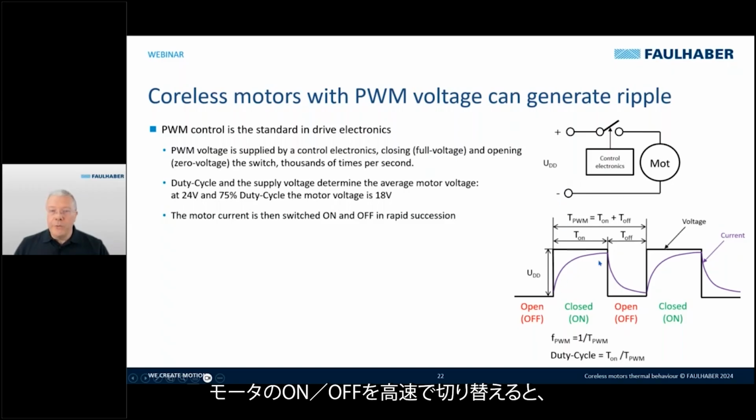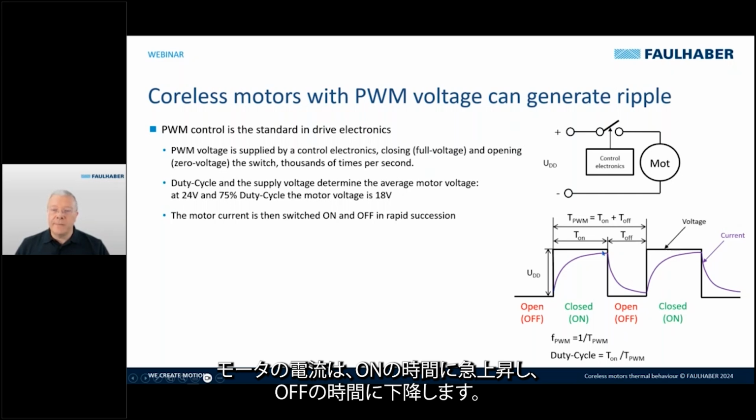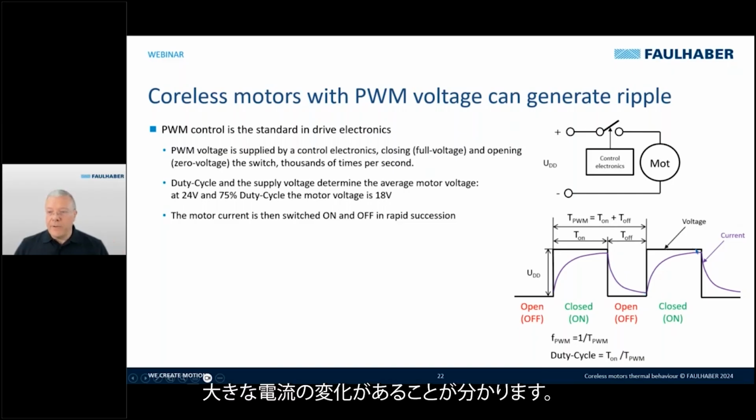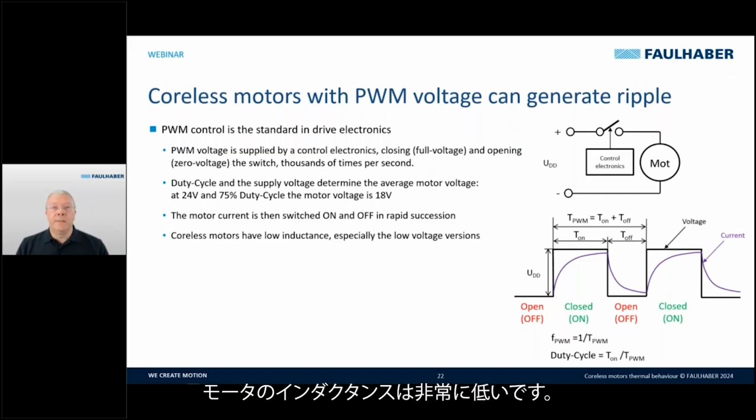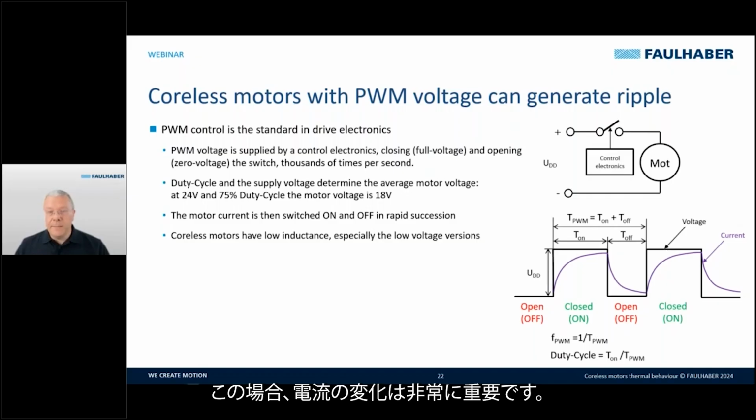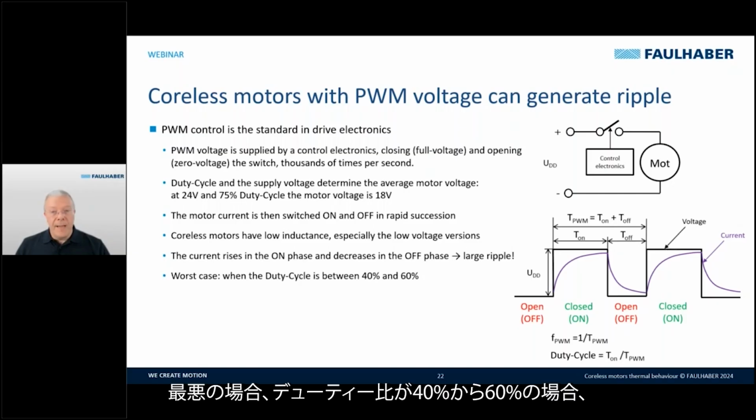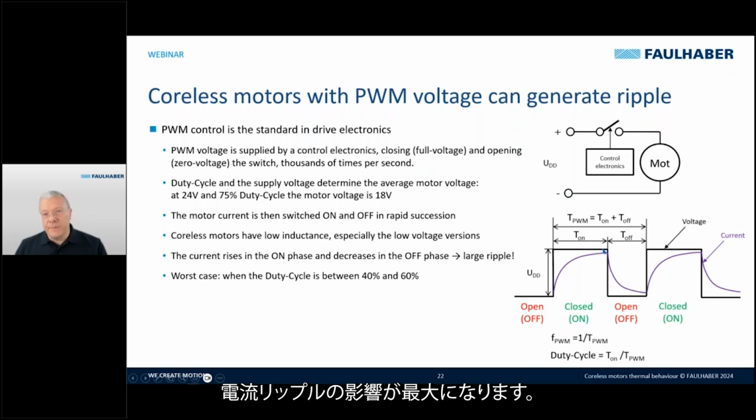So when we switch the motor on and off in a fast way, the motor current rises fast in the on time and goes down in the off time. And you can see that we have a huge current variation. This is especially true for a coreless motor, where we don't have any iron core, so the inductance of the motor is very low. In this case, the variation of the current is very important. We have a large ripple, and the worst case is when the duty cycle is between 40 and 60%. In this case, the effect of the current ripple is the maximum.